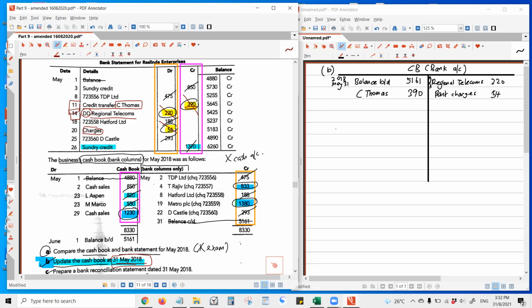No. Okay. Do you still need to include the ones in dark blue, 8331380 and 1230 in the cash book bank account? I don't think so. Because they have been included earlier, right? Just now we took 5161, right? Okay, so we have done the updating.